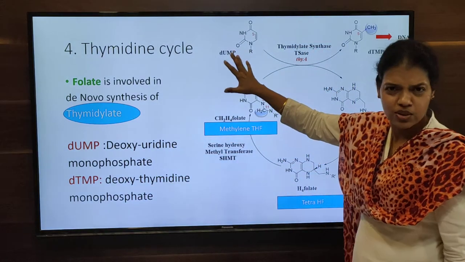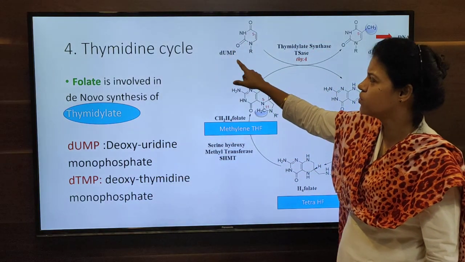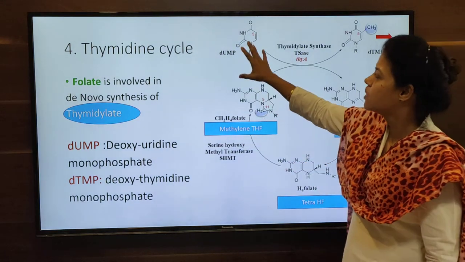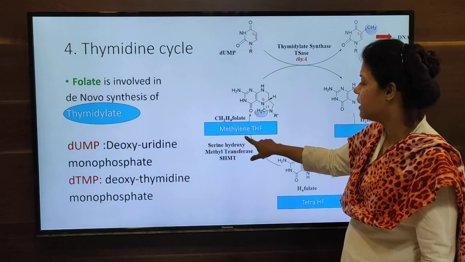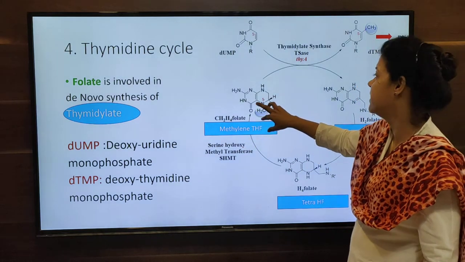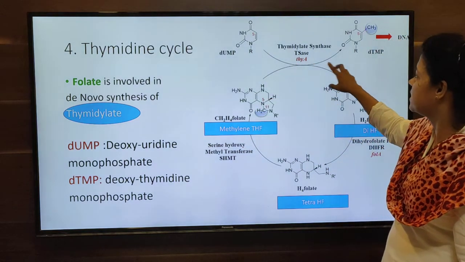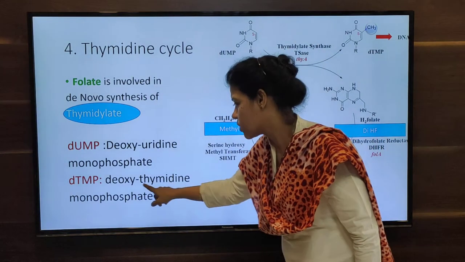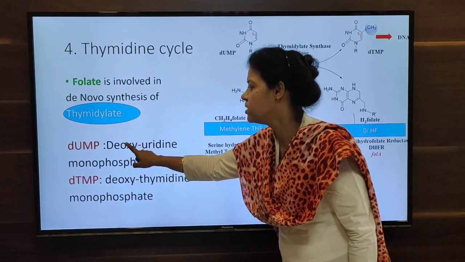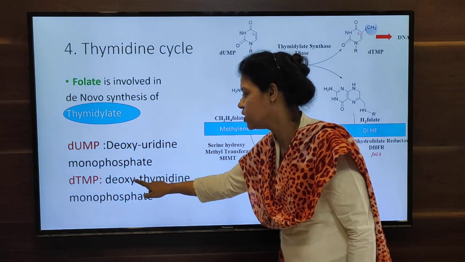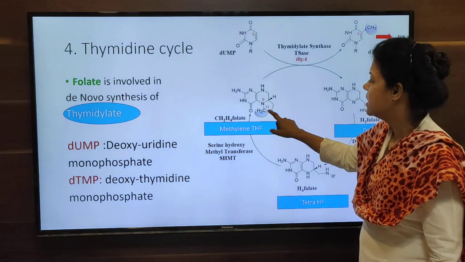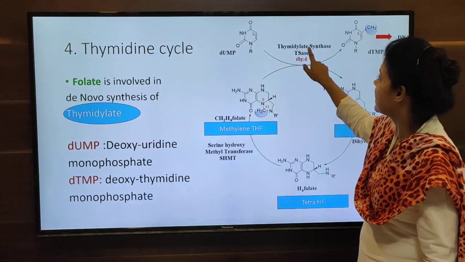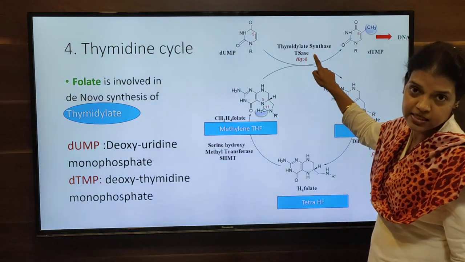So the role of the deoxyuridine monophosphate, or dUMP, is like a shuttle system. It's as simple as that. So what dUMP is going to do is take this formaldehyde and transfer it, converting it into dTMP, which is deoxythymidine monophosphate. So the deoxyuridine is converted into deoxythymidine by a series of reactions, which is being catalyzed by thymidylate synthase.